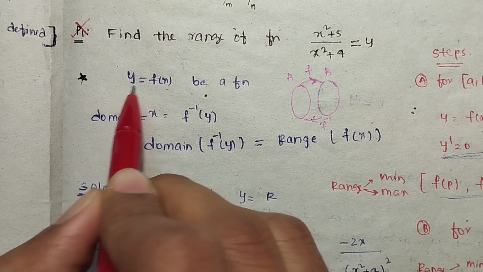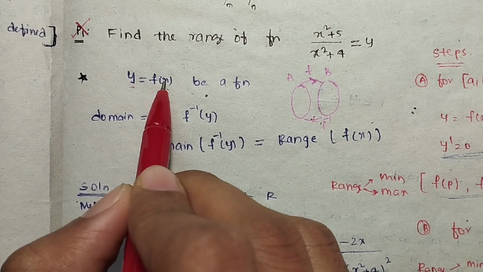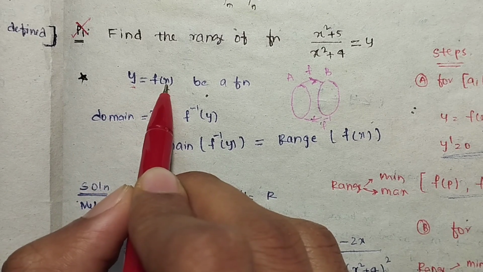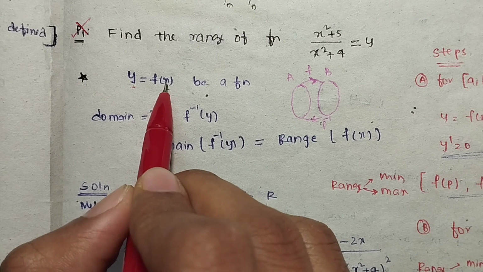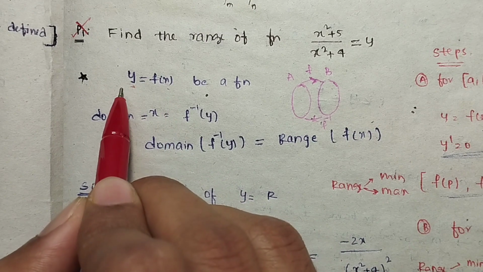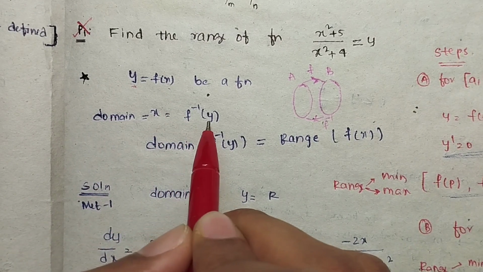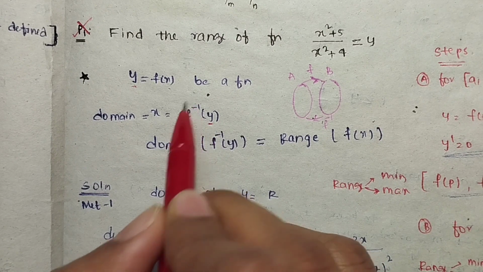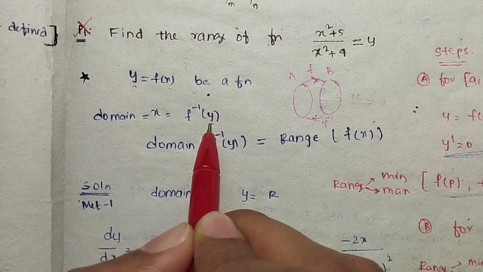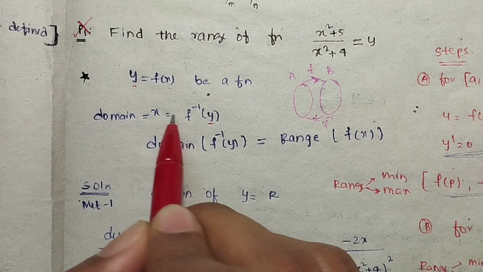So the values which the function takes are y, and this is the range, and the values that are input is the domain. So if I take the inverse of this on both sides, domain x is equal to f inverse of y. Now this is the input to the function f inverse. So that means y is the domain of f inverse.